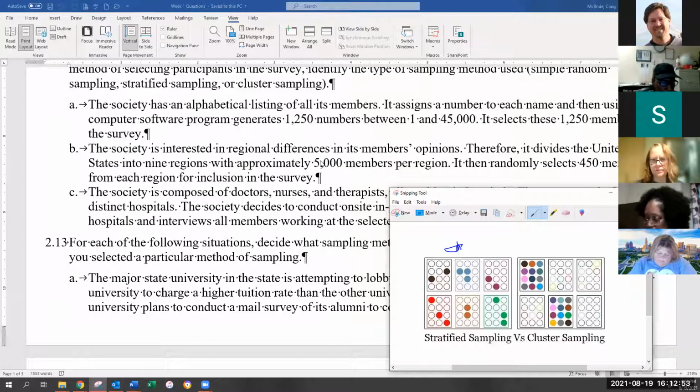Okay. All right. Any other questions related to cluster and stratified? I have two questions, not based on this one.